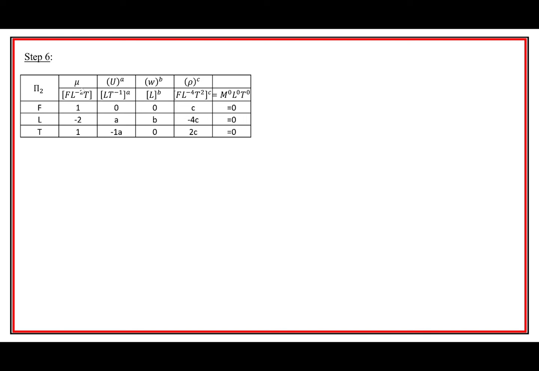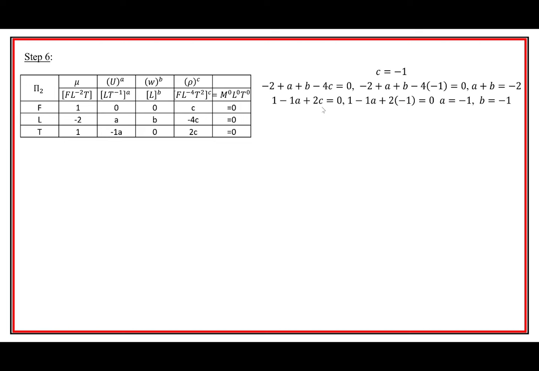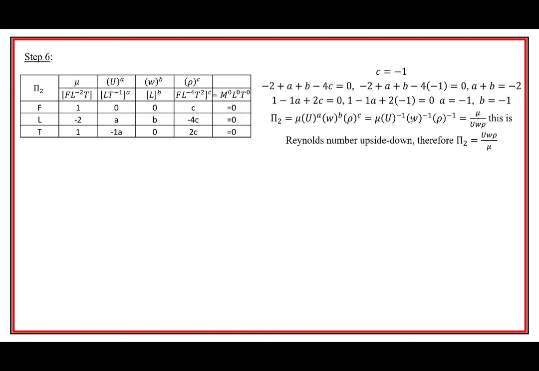Step 6 is to do it for the other non-repeating variable, which is our dynamic viscosity. Let's look through there. We see C is also -1 as it was before. We get A plus B is going to be -2, and then we end up seeing that we have A as -1 and B as -1. If we plug those back in as the exponents, we get mu over U W rho.